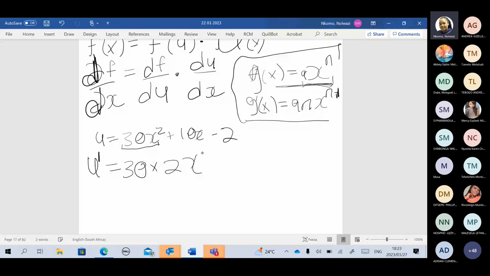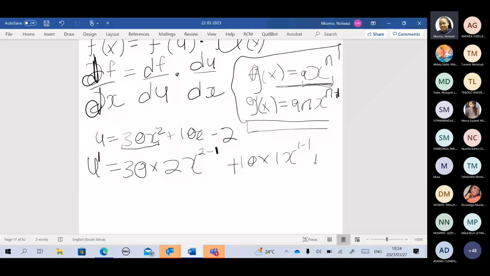Plus our N here, okay, again, we are using this rule. Our N here is 1, our A is 10. So this means we have 10 times 1, X to the power 1 minus 1, right? And then we know that the derivative of a constant is 0, and the 2 is a constant, meaning the derivative of this will have plus 0. Right, then the next step is to simplify this function.